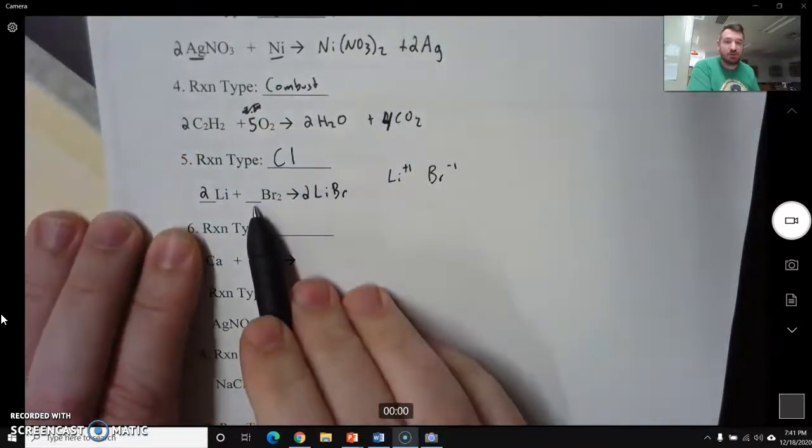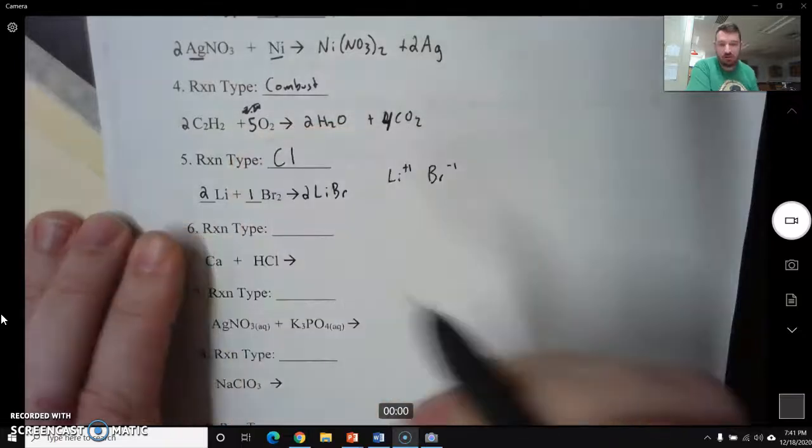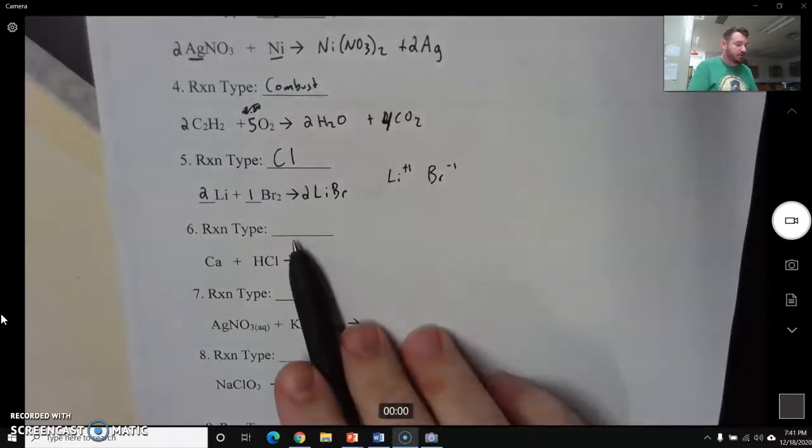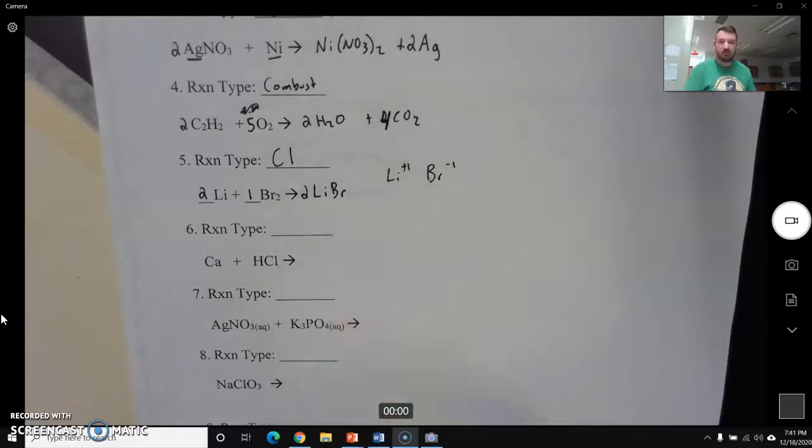If you leave this blank, you're correct. If you make that a 1, you would be correct as well. Okay, either of those is fine. All right, so that was a composition reaction. Take a second. Let's try number 6. So hit the pause button.